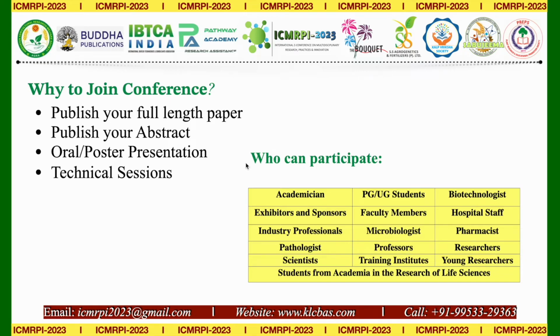Who can participate in this conference, right? If you are an academician, you can go for this conference. If you are a PG or UG student, you can go for this conference. If you are a biotechnologist, exhibitor, sponsor, faculty member, hospital staff, industry professional, microbiologist, pharmacist, pathologist, professor, researcher, scientist, training institution, young researcher, or a student from academia in the research of life science, management, engineering, economics, right, and agriculture, right. So these were some of the basic participants and basic research areas of this conference, right.